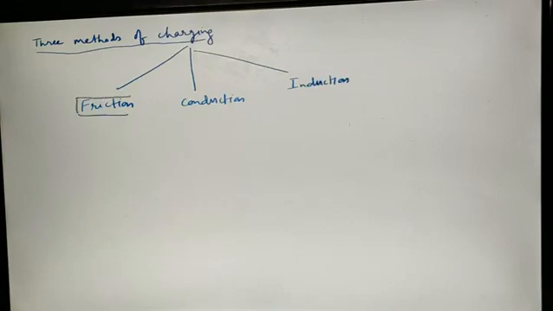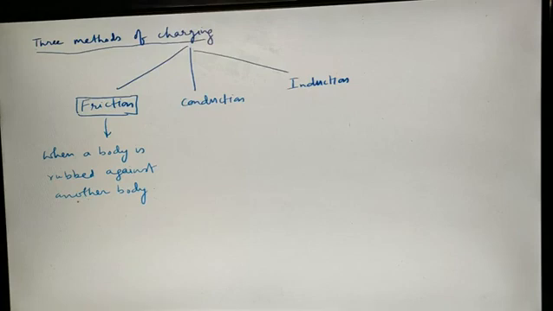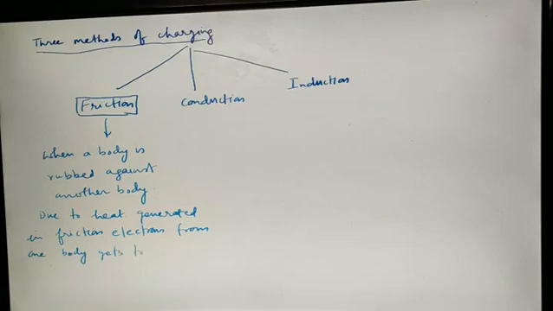So as we can understand a little bit from the word, friction means when a body is rubbed against another one. In this process, some heat is generated. That heat causes the transfer of electrons from one body to another, and due to which one body becomes charged. Due to heat generated in the frictional process, electrons from one body get transferred to another body.